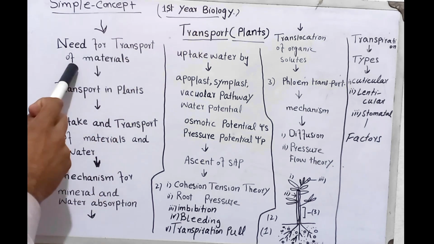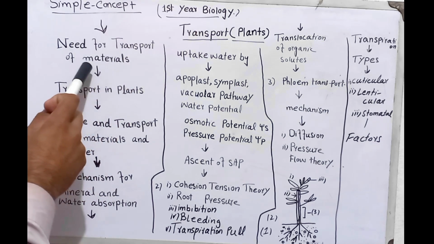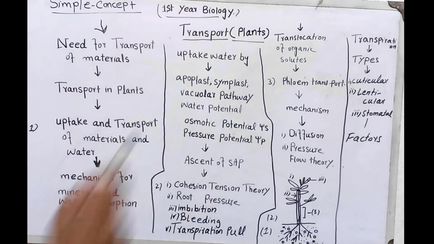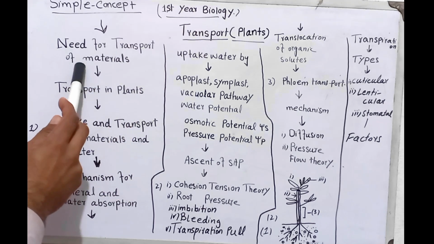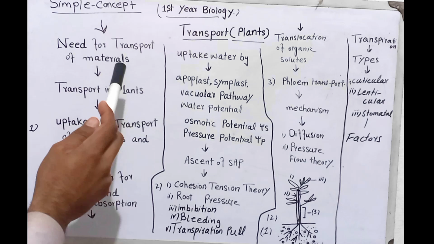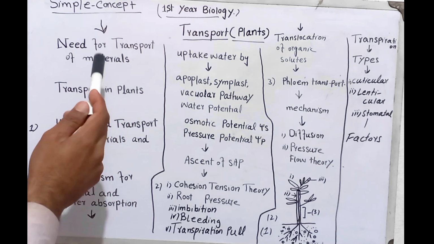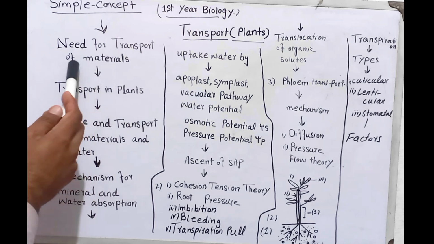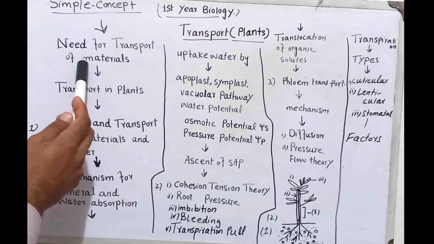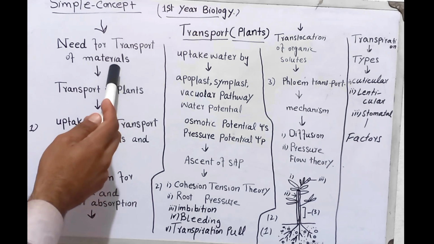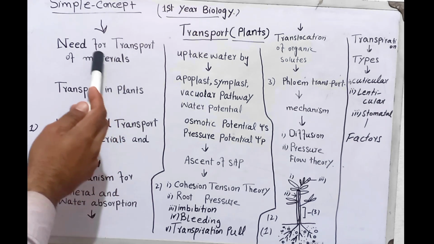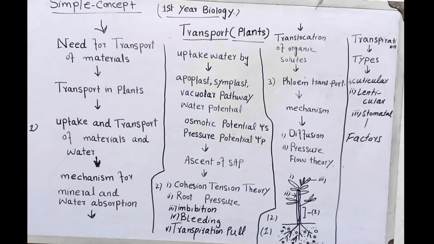Need for transport of materials, for which transport in plants. We are going to study the need for transport of materials, which types of materials are required by plants for photosynthesis or respiration. For example, for glucose synthesis, carbon dioxide and water are required, and also light or sun energy. So these are required for transport in plants.